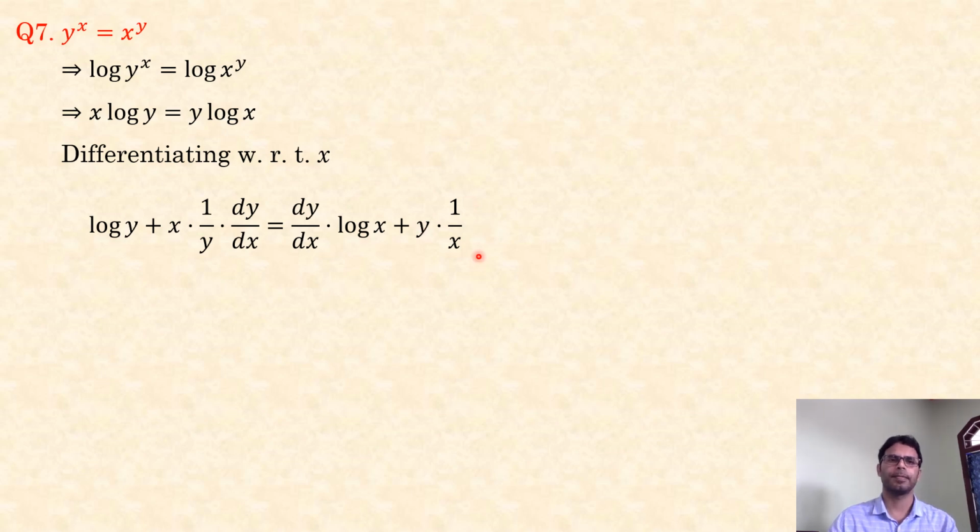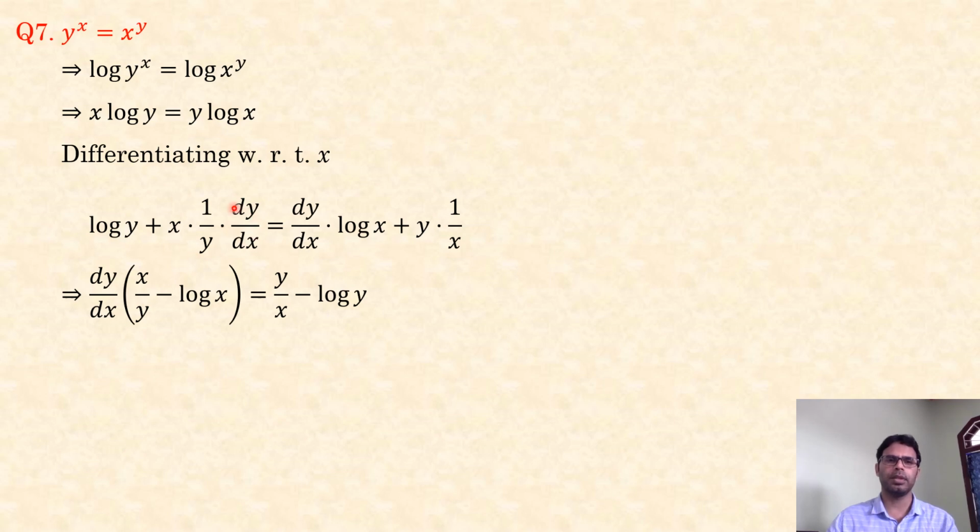So now you should collect the terms with dy/dx on the left hand side of the equation, and the terms without dy/dx should be shifted to the right hand side. So dy/dx is taken common here, it is only x by y, and this other term goes to the left hand side, so it is negative, dy/dx is already taken away, it is minus log x only, is equal to y by x, which is already there, and log y will go to the right hand side like this. So that is the expression now.